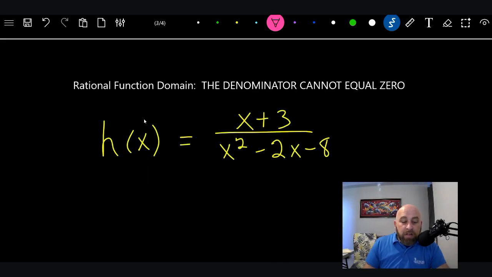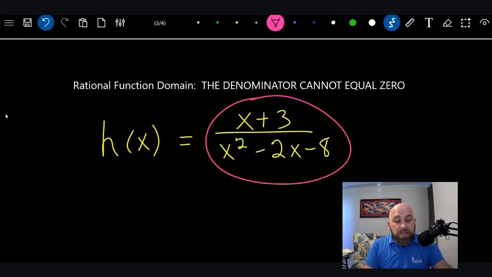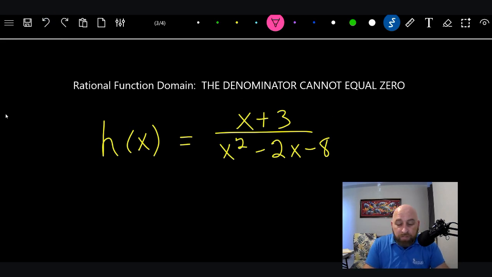Next, the rational function domain. So how do we do rational functions? Well, let's review. What's a rational function? Last chapter, we learned that a rational function is a fraction, a polynomial fraction. So what did we learn in that chapter? We learned that the denominator cannot equal 0. What happens when the denominator equals 0?